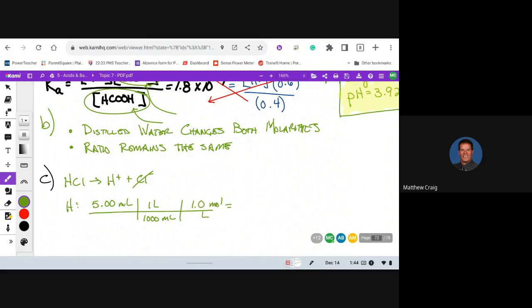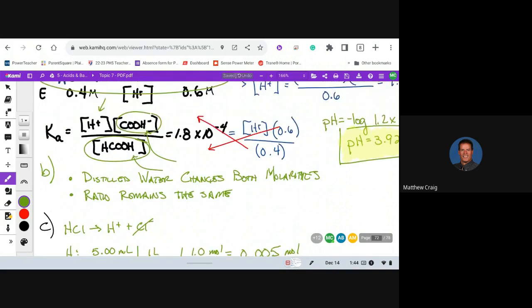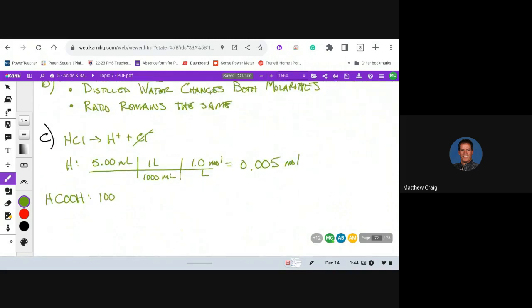So that'll give me 0.005, or is there another 0? 0.05. Okay. Moles of H. The HCOOH, we have 100 milliliters of it.